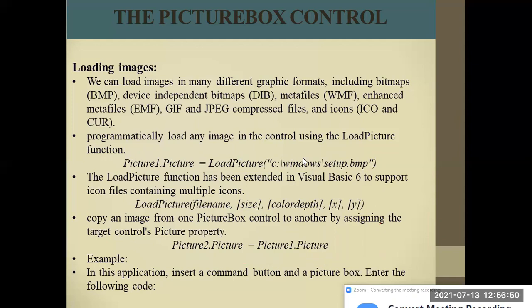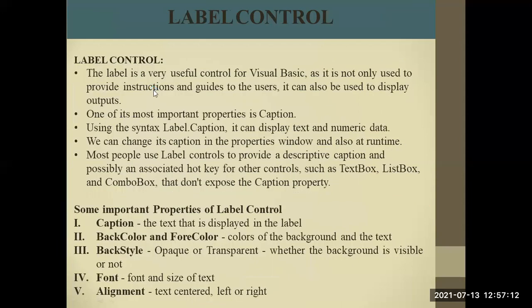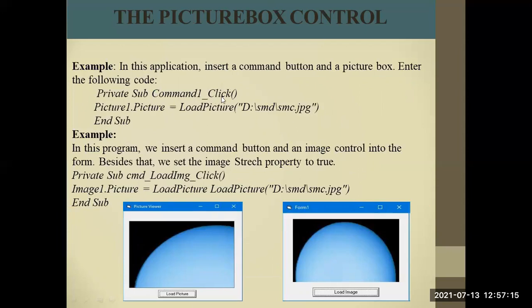So this is the following example here. You can see how we are moving the picture here. Now in this application, we are inserting a command button. I'm inserting a command button and adding a picture box. Now you can see the target is actually specified. Now I'm using Command1_Click. This is my event. What event is performed here? The event is Command1_Click.